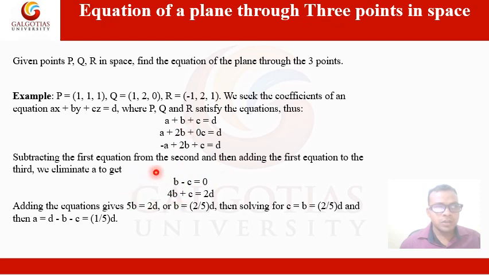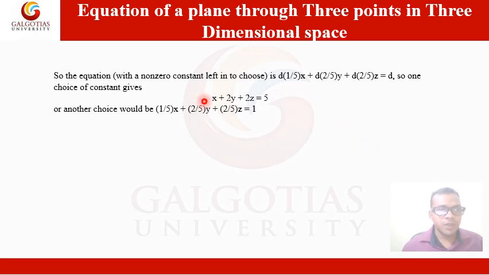By solving these equations, you can get the values of a, b, c and d. On solving, the equation with a non-zero constant left to choose is d times 1 by 5 into x plus d times 2 by 5 into y plus d times 2 by 5 into z equals d. So d is common, and I can take it out. We get the result x plus 2y plus 2z equals 5.